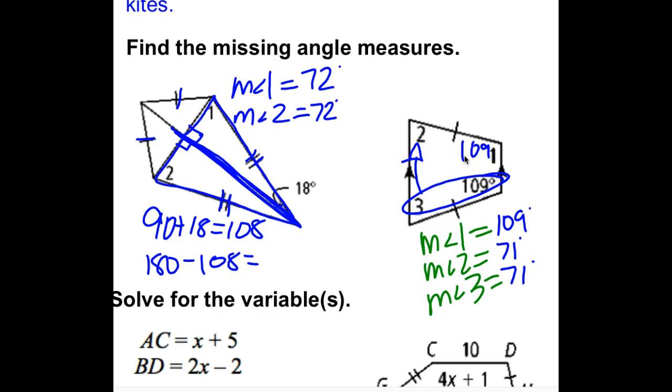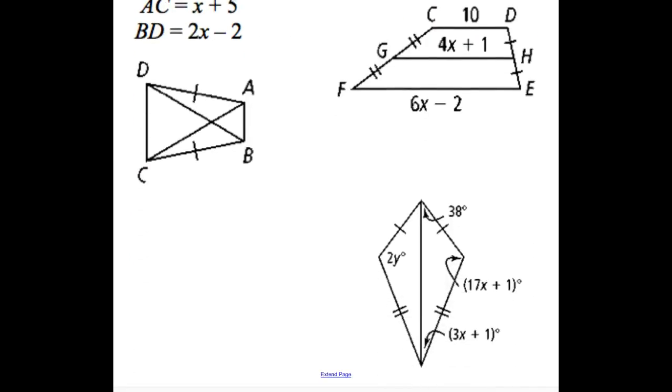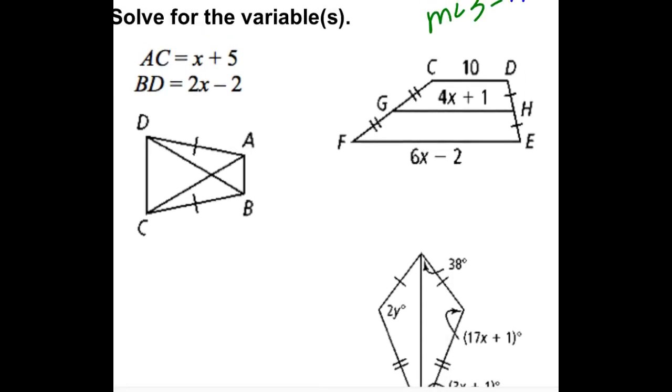Okay, we have been a little light on the algebra so far, so we're going to dive into a few problems that have algebra in them. What we're supposed to do is solve for the variables. So on this first one, we're given AC and BD. You can see that this is AC and this is BD.